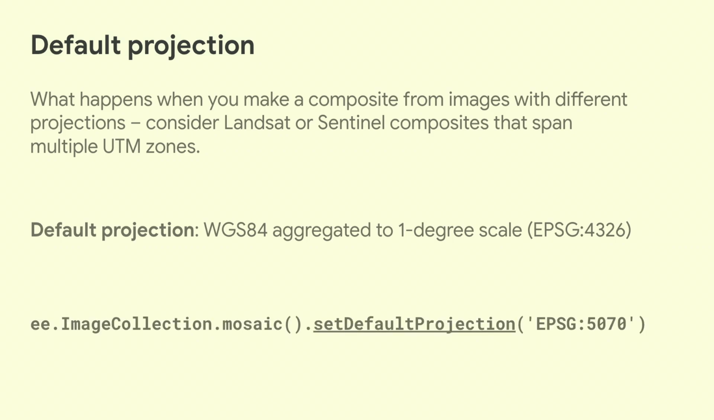So what you want to do is be specific about what this projection should be. After you do a mosaic in an image collection, again with multiple UTM zones, we make a mosaic out of it. And then, to avoid this default of WGS84 1 degree cells, we can set the default projection. In this case, I've set it to North American Albers. So be really cognizant about scale and projection, and set it whenever you get the option to do it.